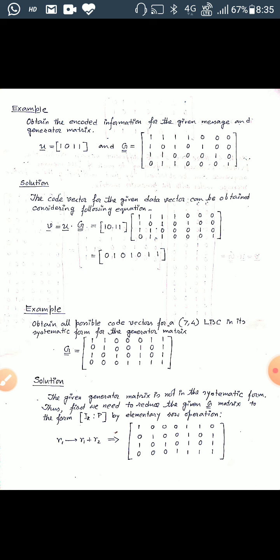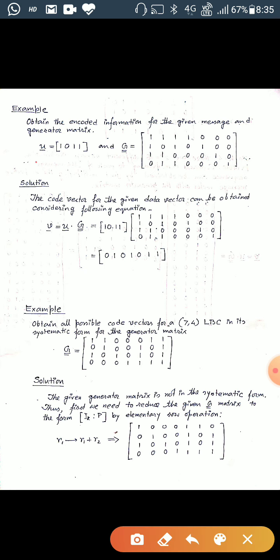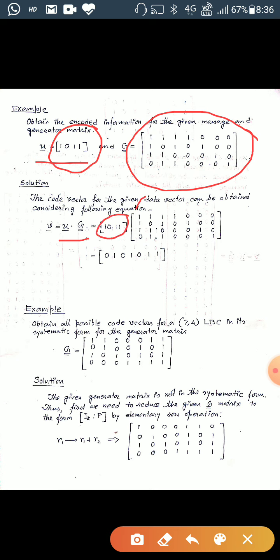Let us consider U, the message signal, given as 1011. This is the message signal, and the generator matrix is given as such. So what will be the code word for this message? You just multiply these as a dot product. So what happens? This is 1011. This row will be multiplied with the addition.